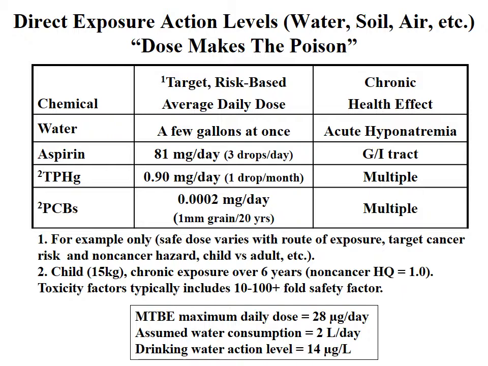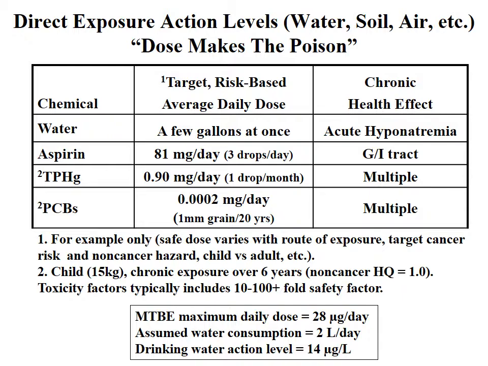How about PCBs? They're a lot more toxic than gasoline. For PCBs, the target risk-based average daily dose is 0.0002 milligrams per day. Well, how much is that? That's about a single 1 millimeter diameter grain of sand, slowly ingested over 30 years. That's the safe dose for PCBs, which is essentially nothing. PCBs cause multiple chronic health effects, again over many, many years. These are just general examples, but this is what a toxicologist does.